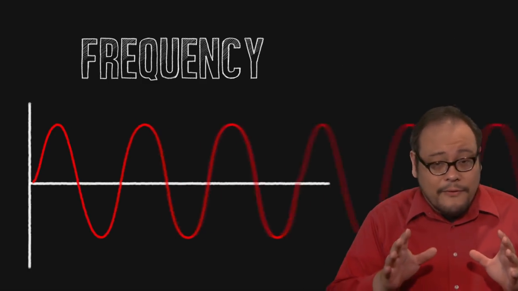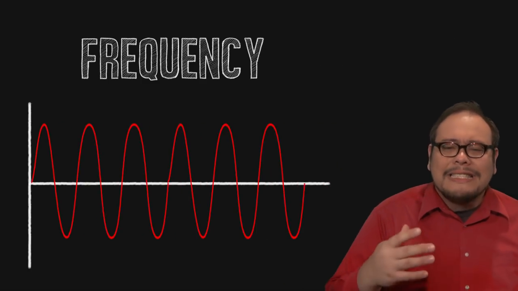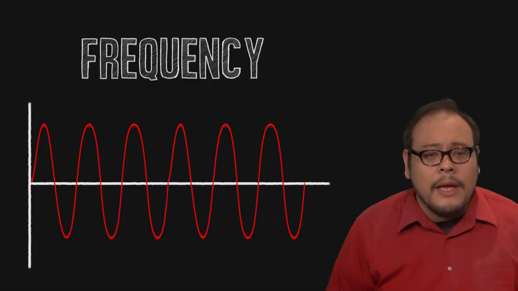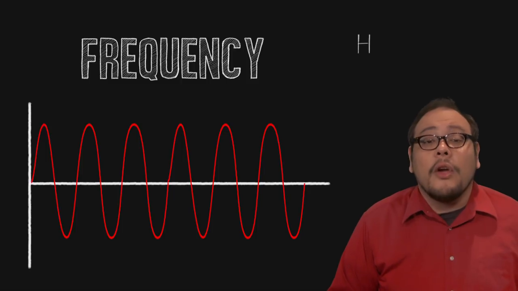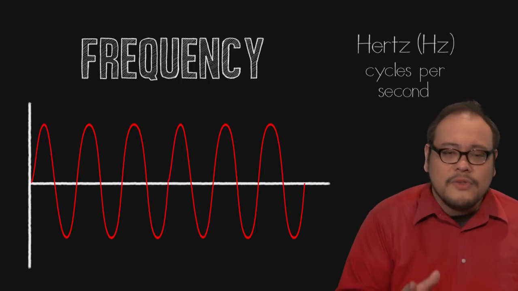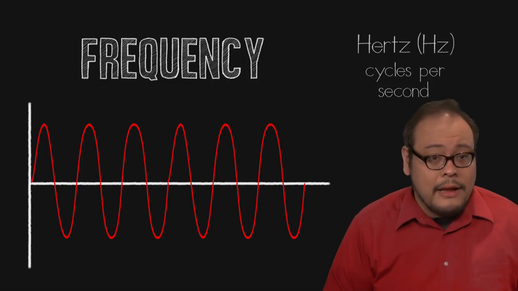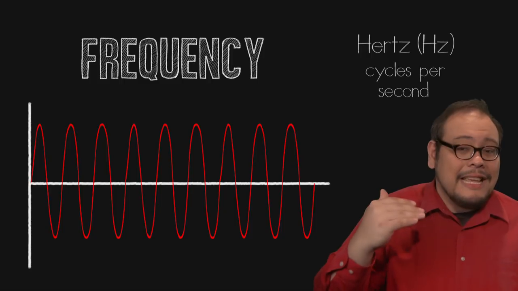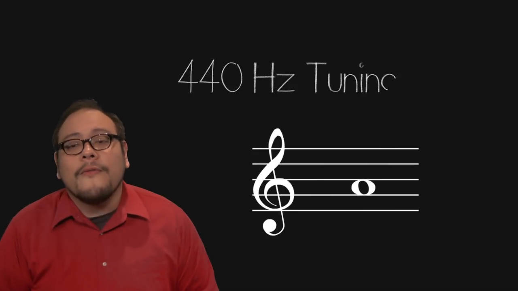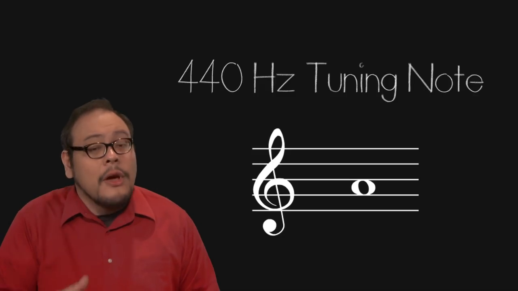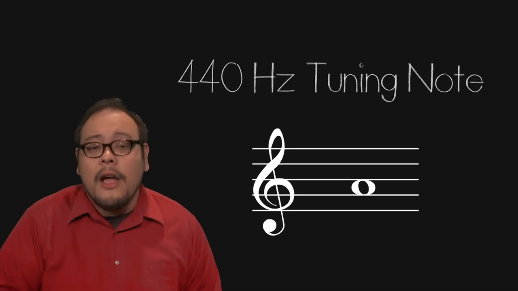Well, then there's frequency, the rate of how many cycles of peaks and troughs are in a given period of time. Now, this is most commonly measured in hertz, or cycles per second. One hertz is one cycle per second. As we go up in the number of hertz, we perceive a rising in pitch. 440 hertz is the standard that musicians use to tune their instruments, which corresponds to an A on the second space treble clef.